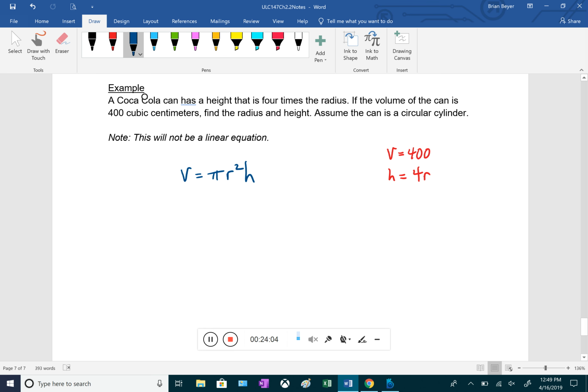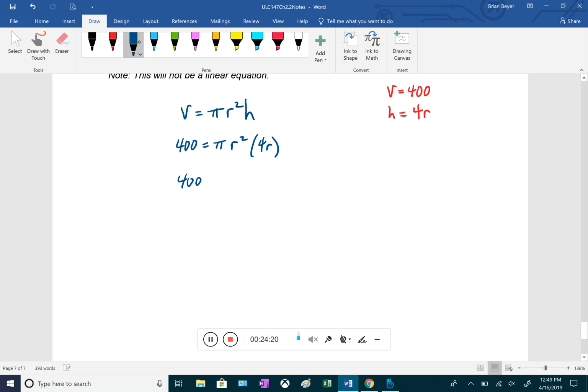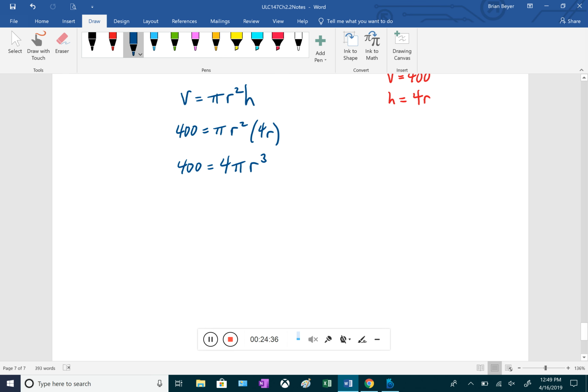So instead of V, we have 400 equals pi times r squared. We know that h is 4 times the radius. So we can simplify this because we can say that 400 equals pi, I'm going to write this a little differently. I'm going to write the 4 out front: 4 pi r squared times r is r cubed. So now we're solving this for r. Just remember that pi is a number here. So divide both sides by 4 pi.